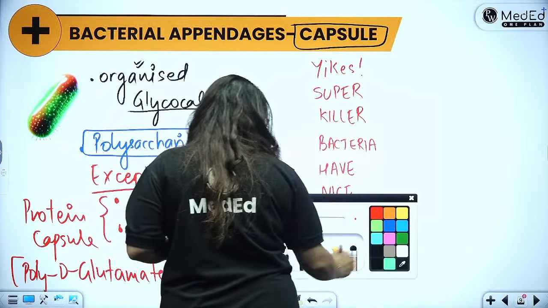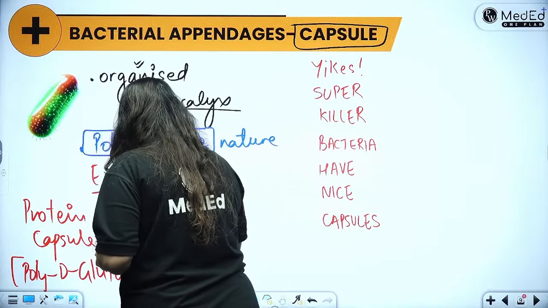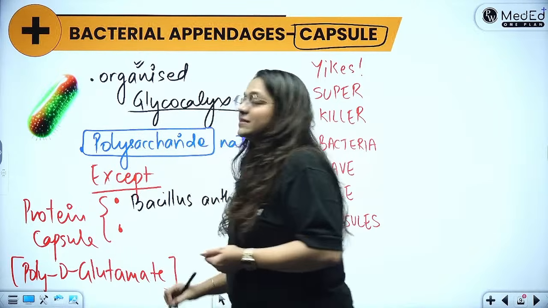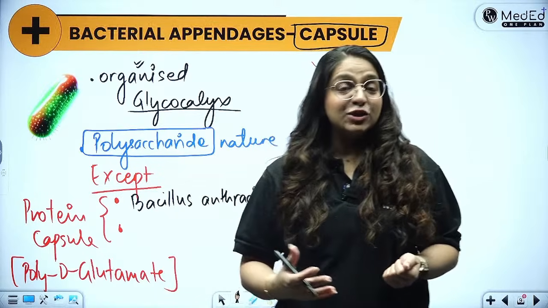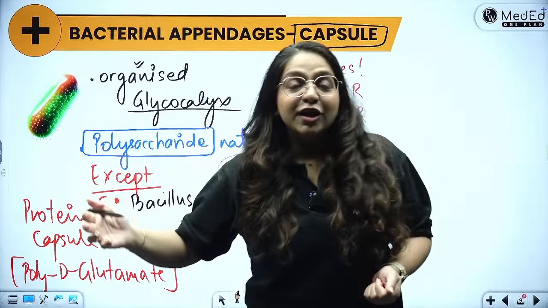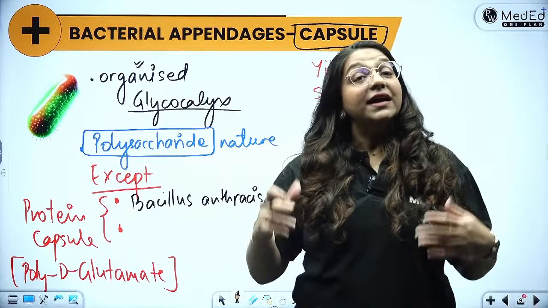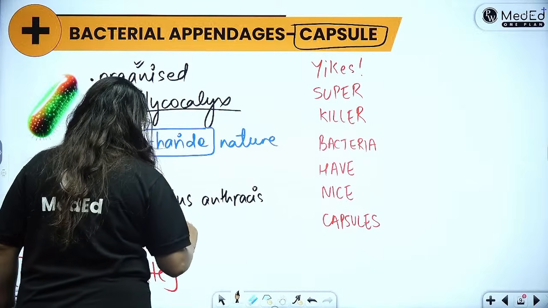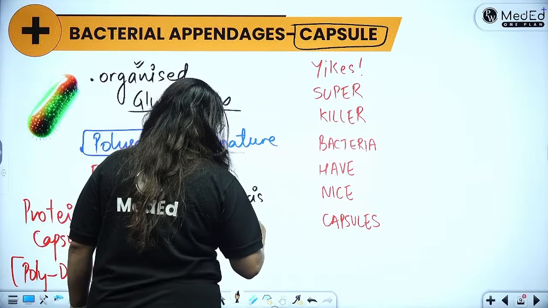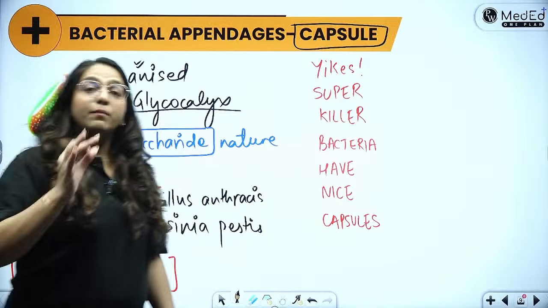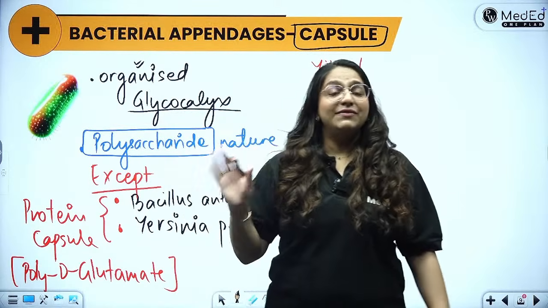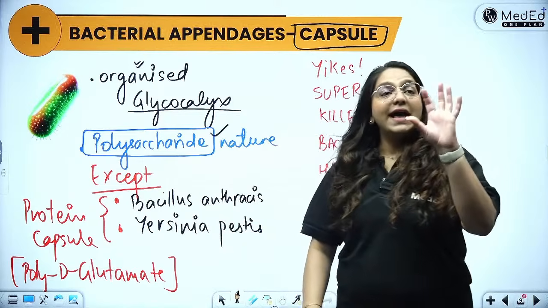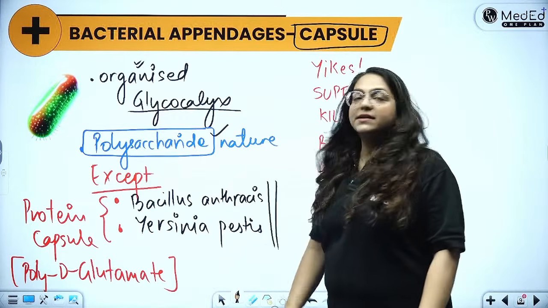So of course, one of the examples here is going to be Bacillus anthracis, the one which has a protein capsule. And now you know that most gym goers don't go alone; they go along with a gym buddy. In Hindi, buddy is yaar. So, Bacillus anthracis ka yaar kaun hai? Yersinia, right? So Yersinia pestis is the gym bro of Bacillus anthracis, which also has a protein capsule. Rest all are going to have polysaccharide capsules. Even if it is fungus, even if it is bacteria, if they have a capsule, it has to be polysaccharide in nature, except Bacillus anthracis and Yersinia pestis.